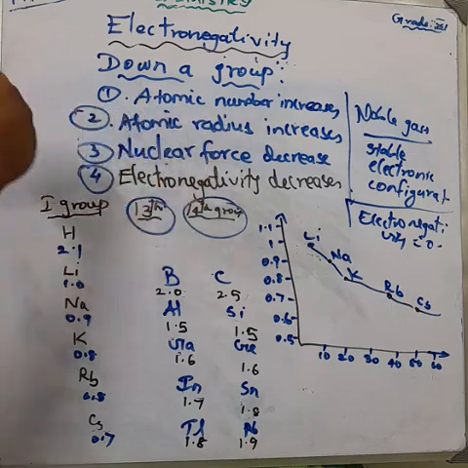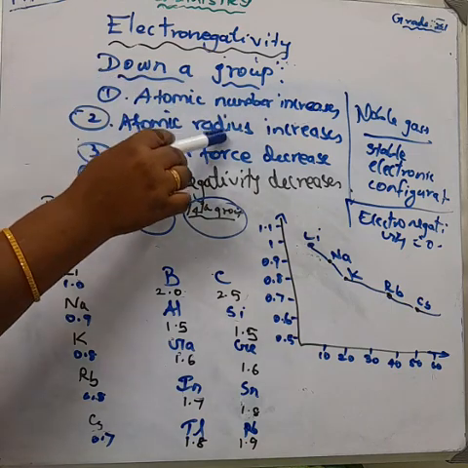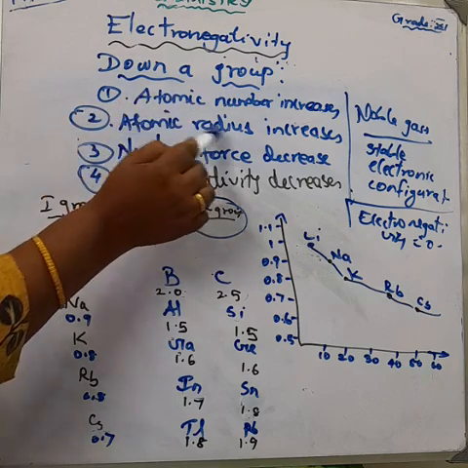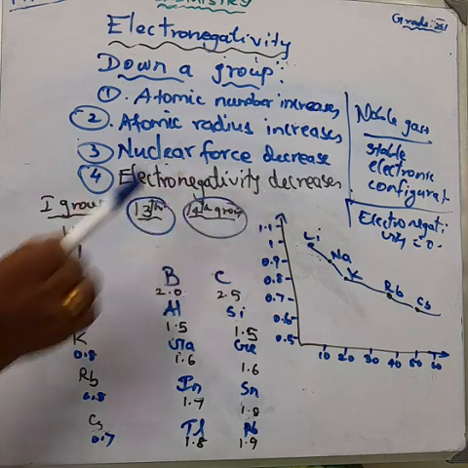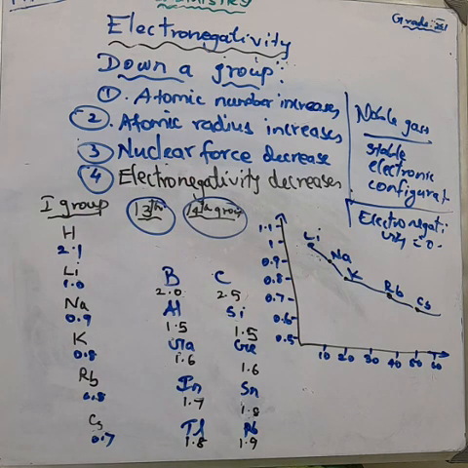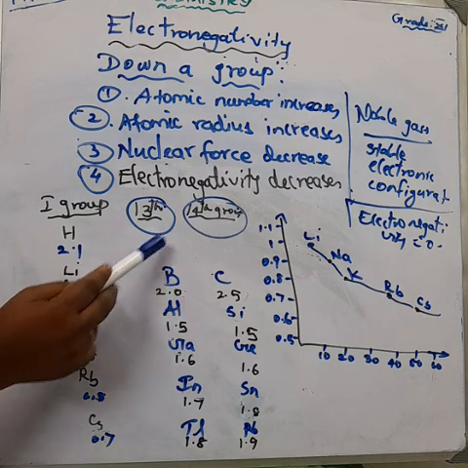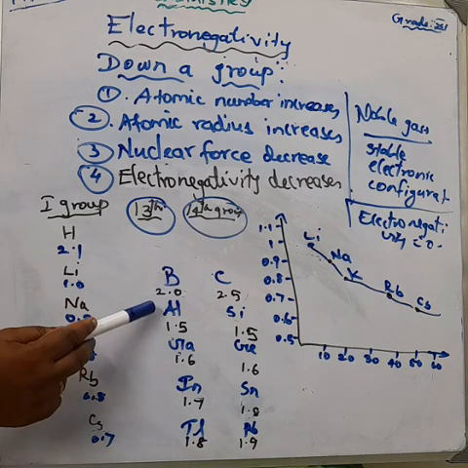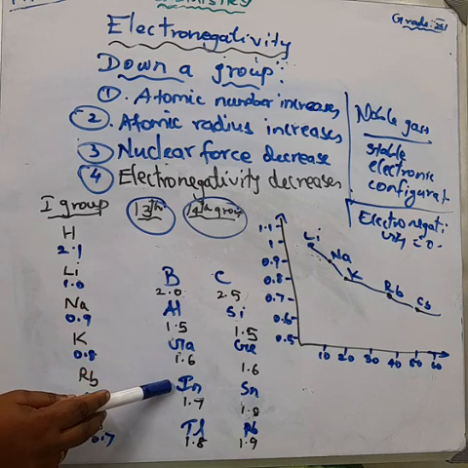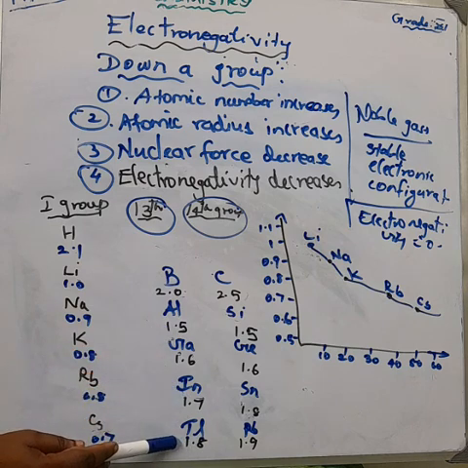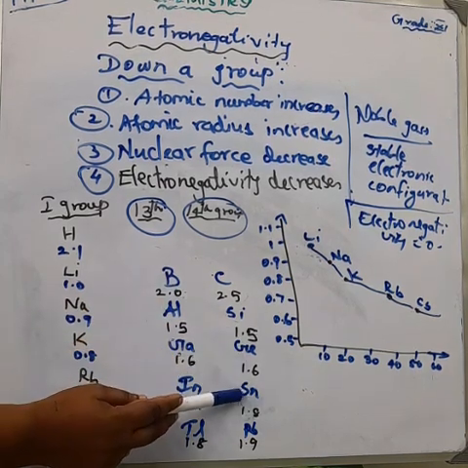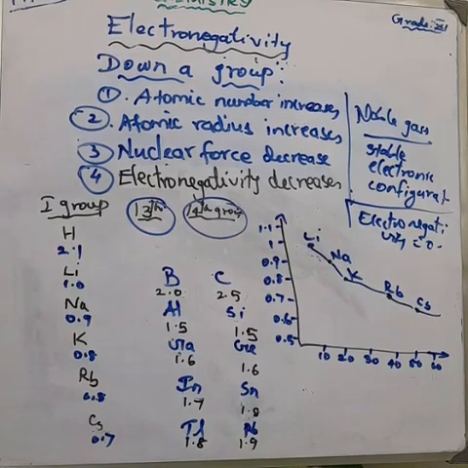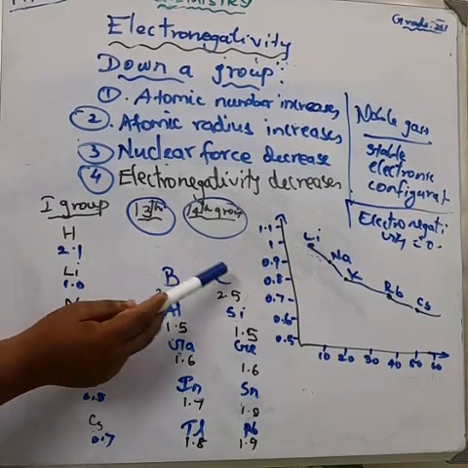As atomic size increases, the nuclear force of attraction decreases, so the electronegativity gradually decreases. But in the case of the 13th group and 14th group elements, this is the 13th group: boron, aluminium, gallium, indium and thallium. And the 14th group: carbon, silicon, germanium, tin and lead. For these 13th and 14th group elements, the electronegativity value decreases.